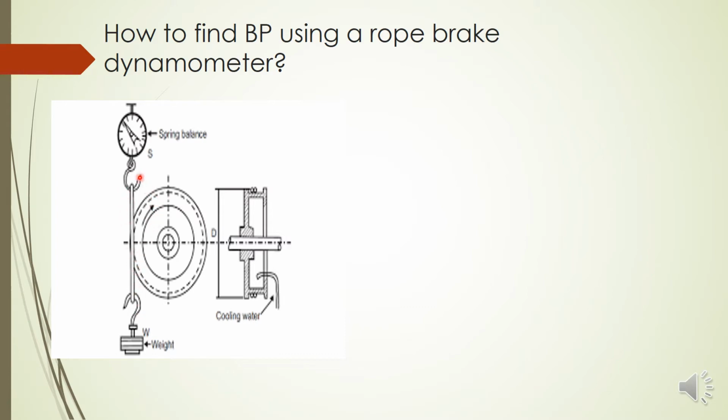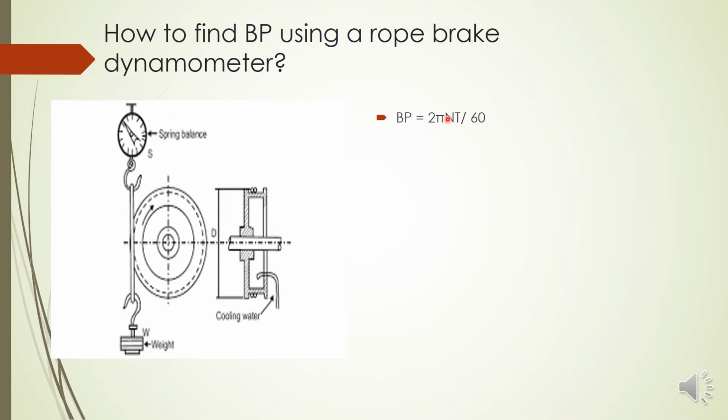will be known quantities. Another thing is we have to supply cooling water, because the power is dissipated as heat after the load is supplied. So we have to continuously supply cooling water to this brake drum. Now how to find the brake power in this setup? We have to use the basic equation, that is, brake power is 2 pi N T by 60.